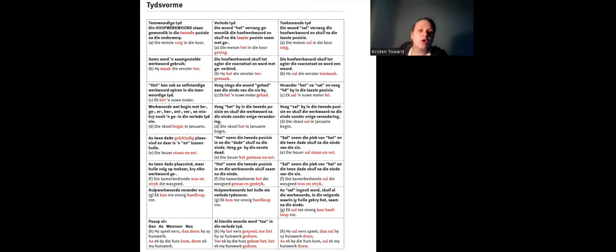So now that we know all the different tye, here's a table with a whole bunch of different examples. They explain the rules to you, and they also put it in all 3 tenses. So for example, here in the first row, die meisie sing in die koor. So die hoofwerkwoord of verb 1 staan gewoonlik in die tweede posisie na die onderwerp. So it's right after your subject. So it's your normal stompie that you know.